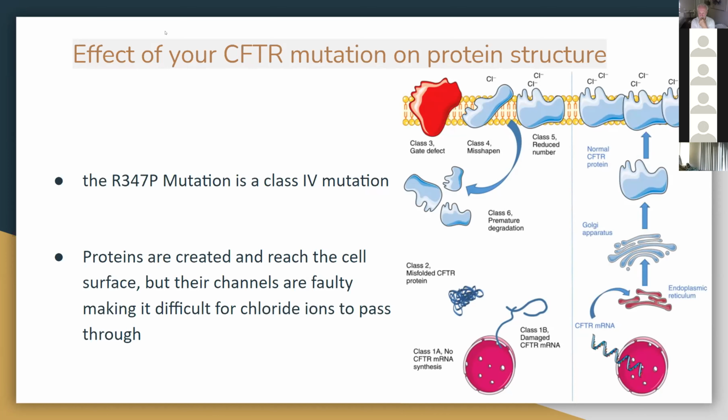So in this illustration I have, on the right side, you can see normal CFTR proteins. And then on the left side, it shows you the different classes, but on the top in the middle is the class 4 one. So as you can see, it's still at the cell surface, but compared to the normal ones, it looks abnormal, and that's because the channel is affected.